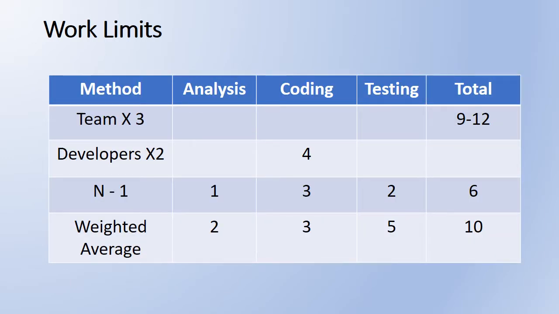Let's look at the numbers that these methods gave us. The developers times 2 gives us only the limit for the coding step. The n-1 is a little bit lower than the other 2. The weighted average and the team members times 3 seem to be in agreement. So let's start with the weighted average limits. Remember, these are just starting limits. Once we get working, we can see how well these limits work and adjust them when we get a bottleneck.